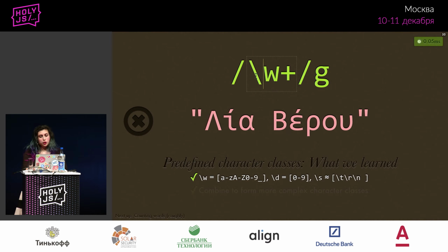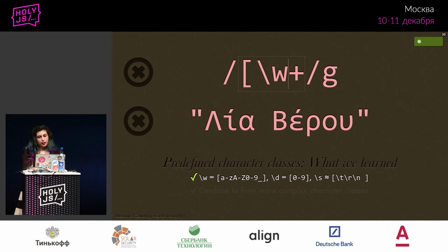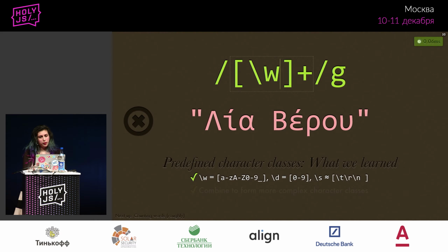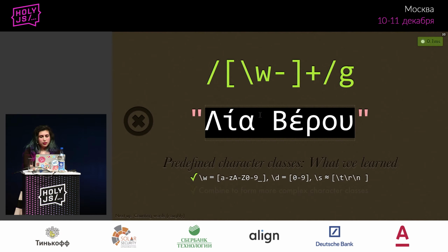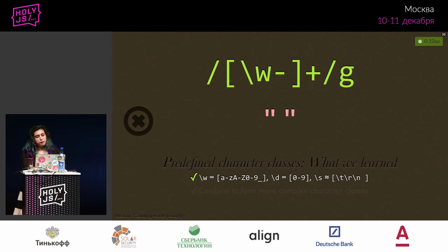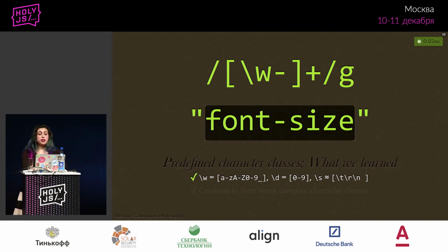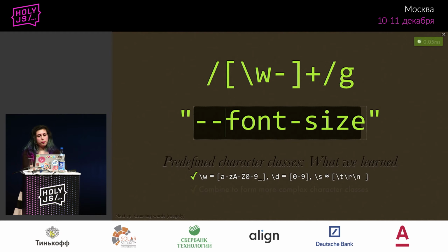And you can also combine these pre-existing character classes to form more complex character classes. For example, now this will match letters, numbers, underscores, and hyphens. So for example, this whole regex will match things that look like CSS properties.